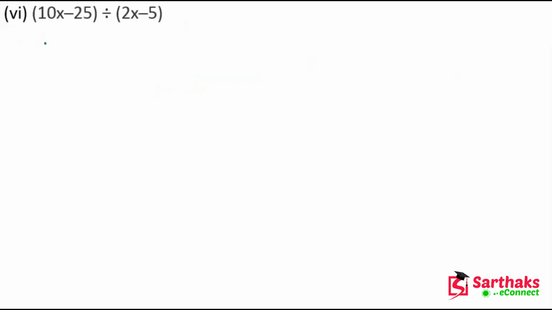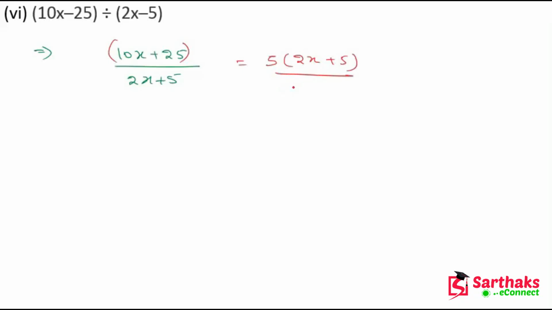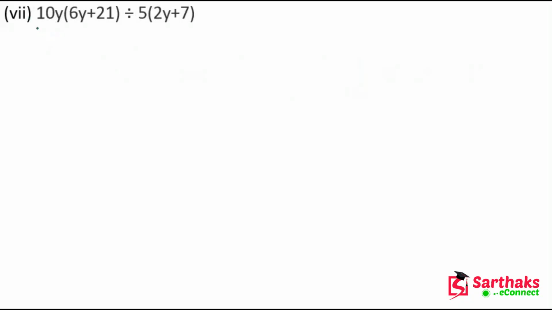Yes, now the next one here you can see. Now we have 10x plus 25 and it is divided by 2x plus 5. Now here we have to do that. First of all we have to take the common part from this. So here we can take 5 as a common. So we get 5 into 2x plus 5 and in the denominator 2x plus 5. So we can divide it, we get 5 as the answer. Understand? Yes.